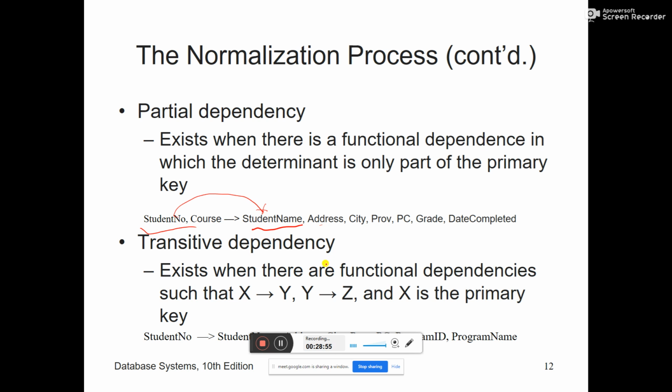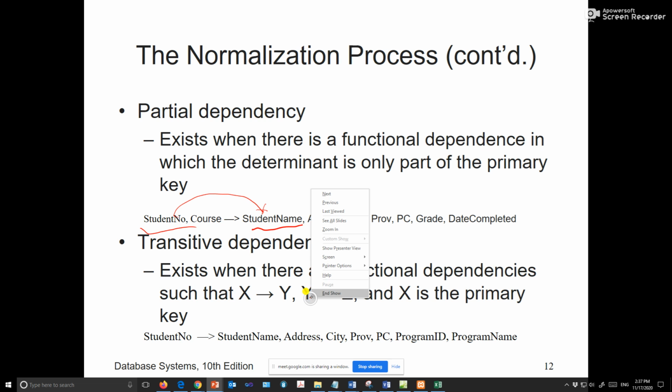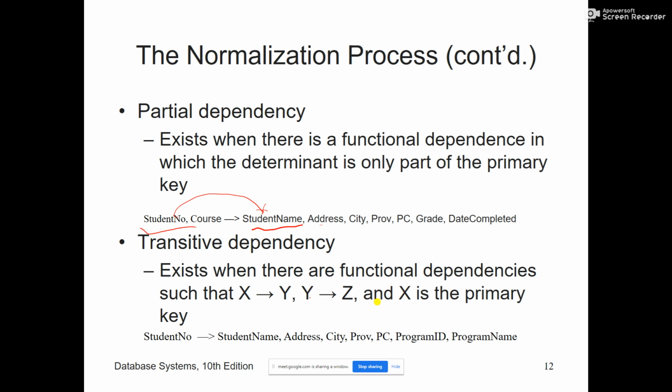Yes, got it. Then we have transitive dependency. Transitive dependency, when there is a functional dependency such that y depends on x and z depends on y, and x is the primary key attribute. Now what we have in the transitive dependency, that x is primary key, y is non-prime attribute. Y depends on x, and then y is a non-prime.